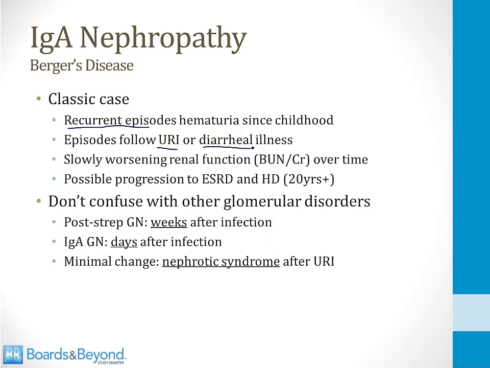There is slowly worsening renal function, meaning a rise in the BUN and creatinine over time, and possible progression to end-stage renal disease or hemodialysis, although this takes more than 20 years to occur. And it's very important that you don't confuse IgA nephropathy with other glomerular disorders. Specifically, post-streptococcal GN can also follow an upper respiratory infection. However, that takes weeks to occur following the infection. IgA nephropathy occurs days after infection.